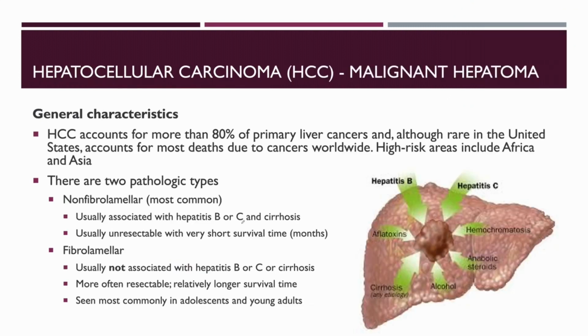The mass that I'd like to focus on the most for the next few slides is hepatocellular carcinoma. Like we said before, if someone says they had liver cancer, they're probably talking about HCC. It is malignant, and it's also called a hepatoma. It accounts for more than 80% of primary liver cancers. It's not as common in the United States, but it has a lot of mortality worldwide. There are two pathologic types, not necessarily important for ICM purposes, but they are associated with hepatitis and with alcoholic cirrhosis.